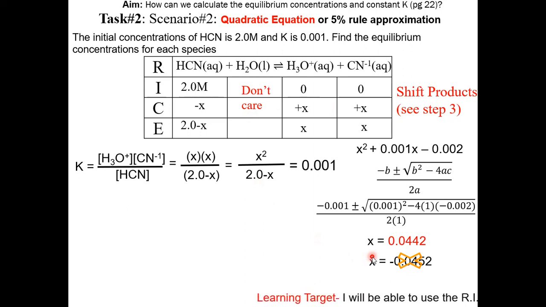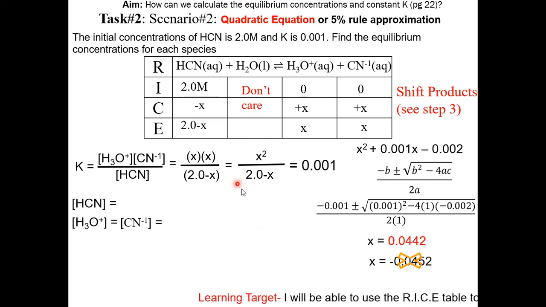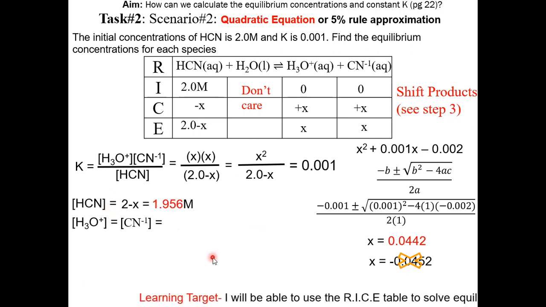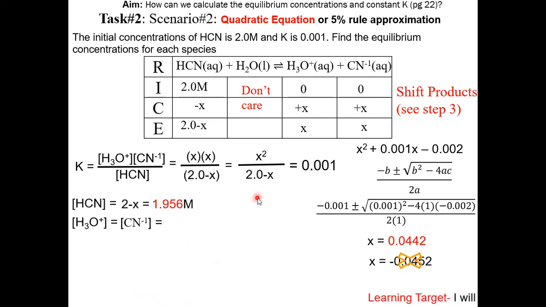After we get the value of x, we can plug it into the equilibrium concentration. We get HCN as equal to 1.956 molar. Each product will be 0.0442 molar. These are the concentrations at equilibrium for each substance.